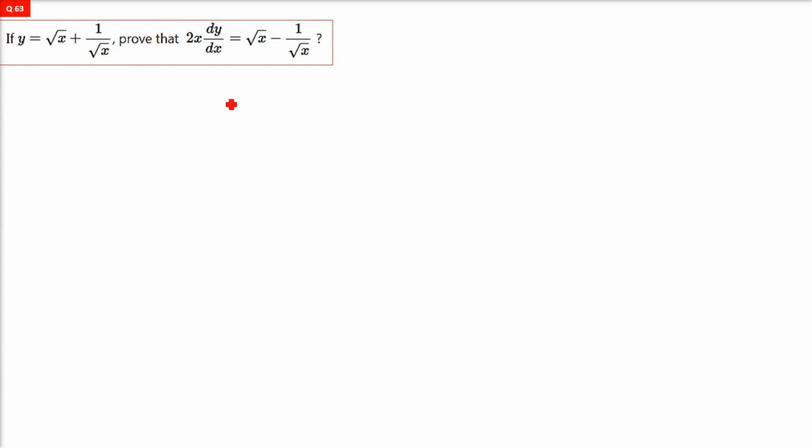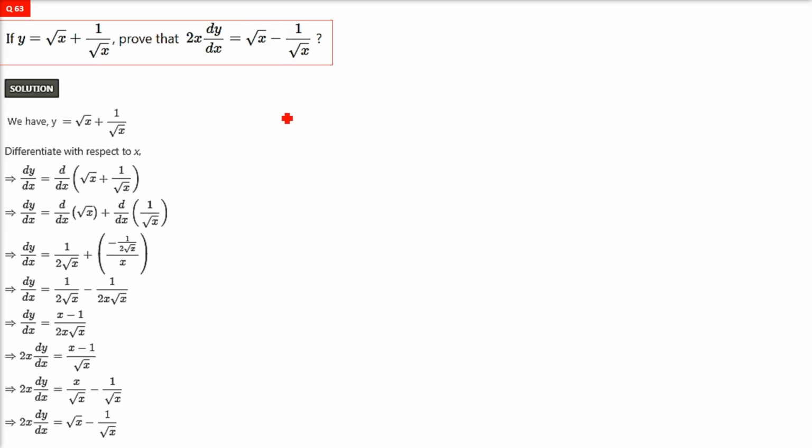Now this also has the same flavor as we have done already. So y is under root x plus 1 by under root x. We have to prove that 2x into dy by dx is equal to under root x minus 1 by under root x. Those who want to do by themselves can do so, and how to write, that's why I always give the answer, right? But how to do this?